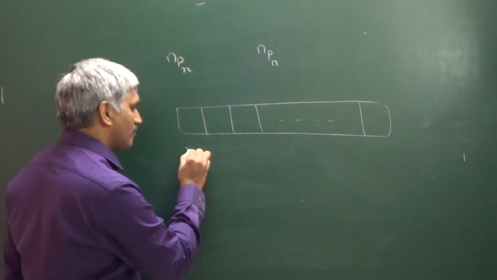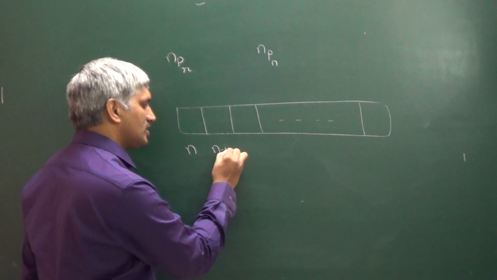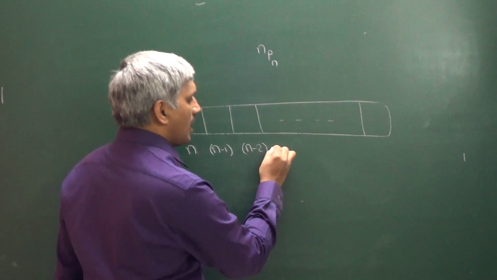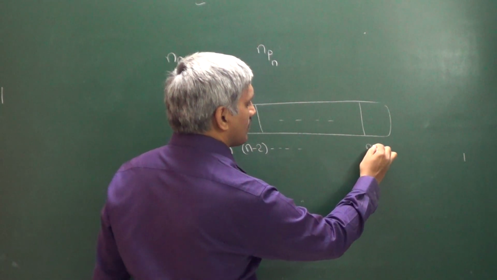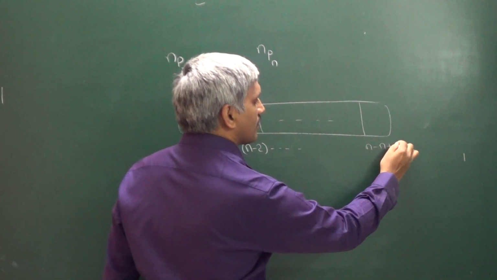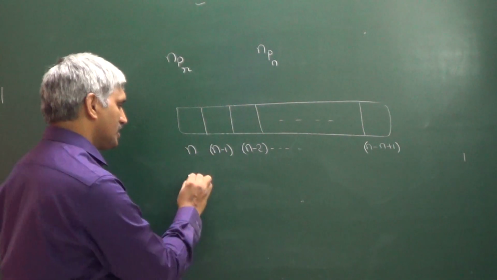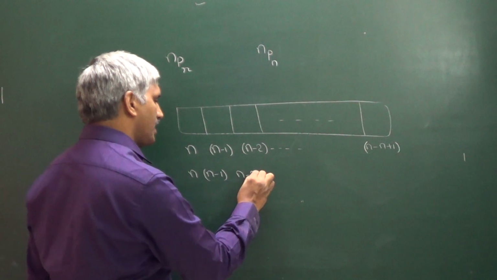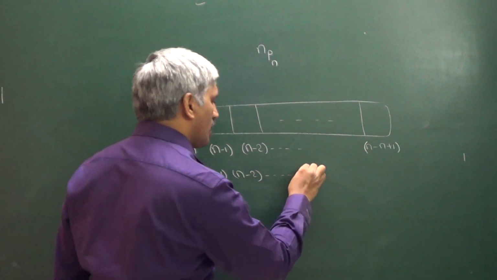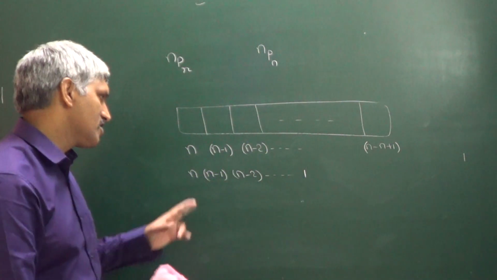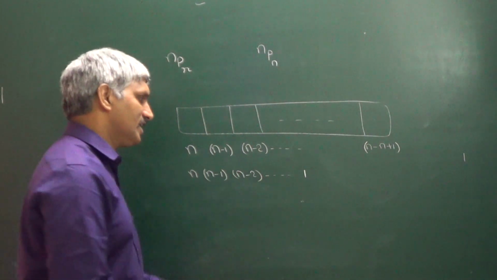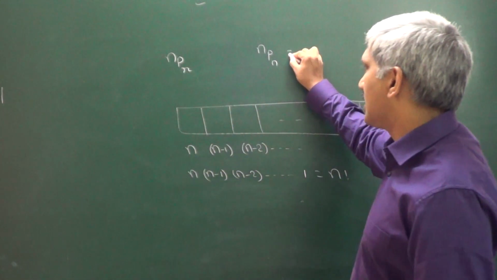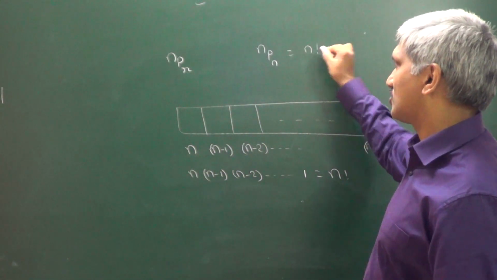This box can be filled in n ways, next box in n minus 1 ways, next box in n minus 2 ways, and so on. The last box can be filled in n minus n plus 1 ways. So that is nothing but n into n minus 1 into n minus 2 into and so on. The final one is 1. Starting from n up to 1, that is nothing but n factorial. So that's why nPn is equal to n factorial.